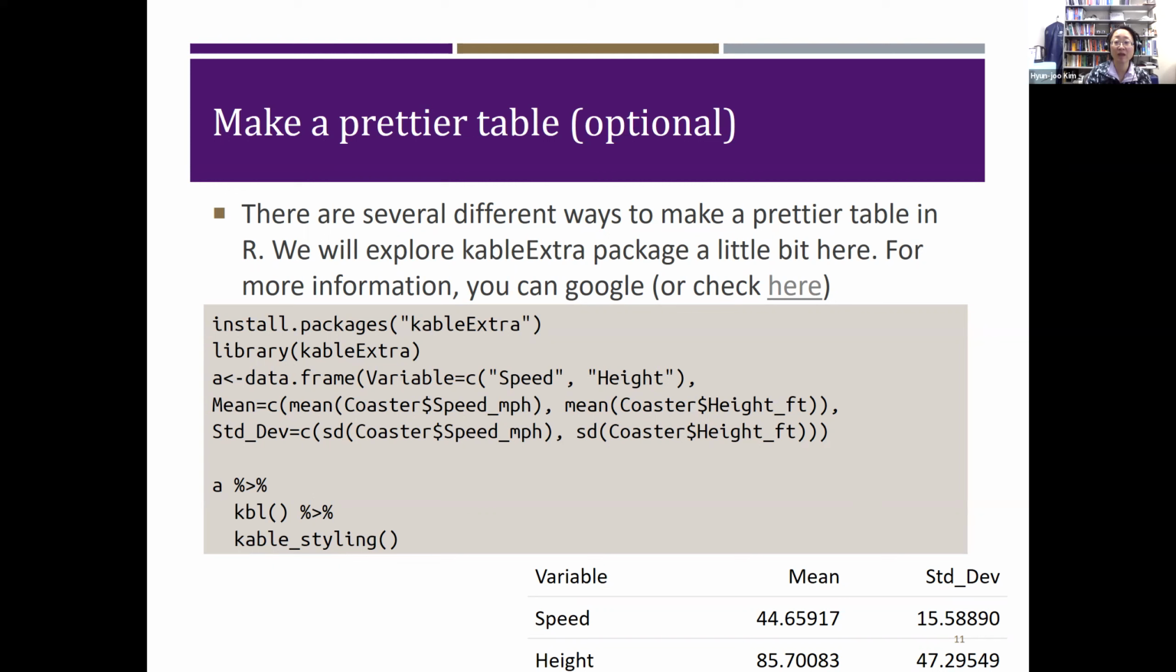First, we install the package. We define an object A as a data frame with variable, mean, and standard deviation columns. We specify the elements of those columns using the c command. By using the KBL command and kable underscore styling command, we can make different styles of the table. The provided one is just the default setting. Feel free to copy and paste and update the code as needed.